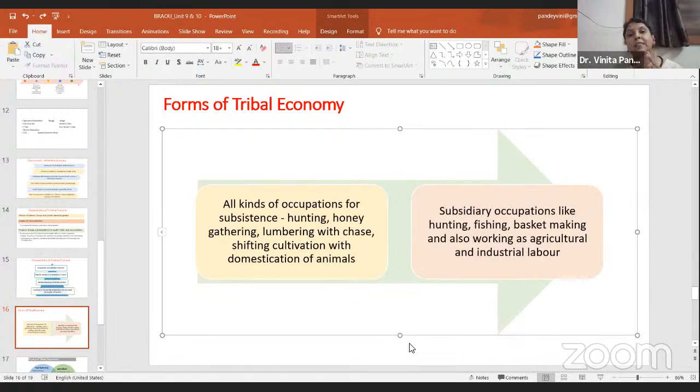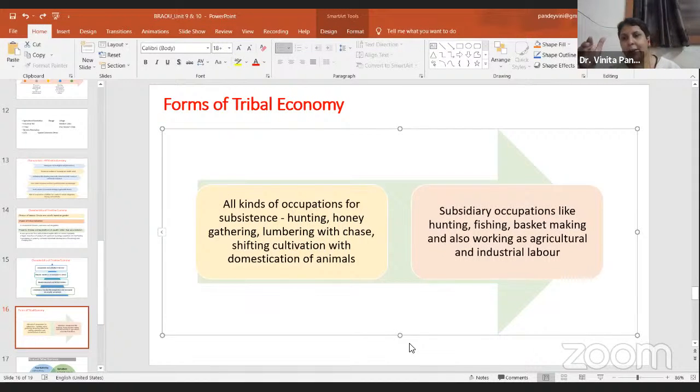Along with all these things, there are also subsidiary occupations. See, in yesterday's class I was talking about Todas. Todas basically are pastoral tribes. Pastoral tribes, ante enti, pashupalana dwara vallu valla economy look after chestaru. Apart from pastoralism, they are also very good weavers.